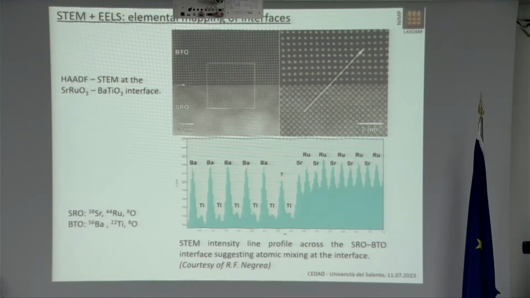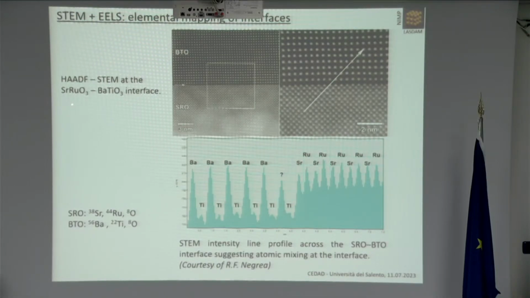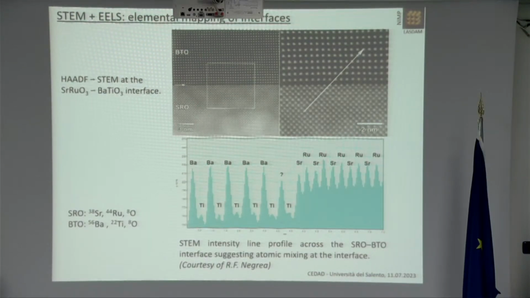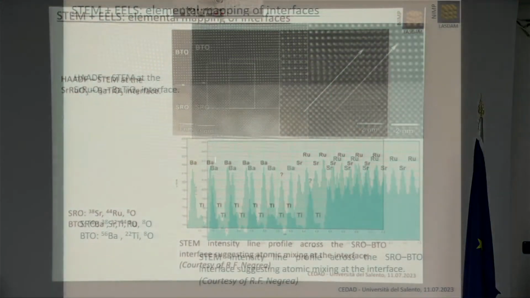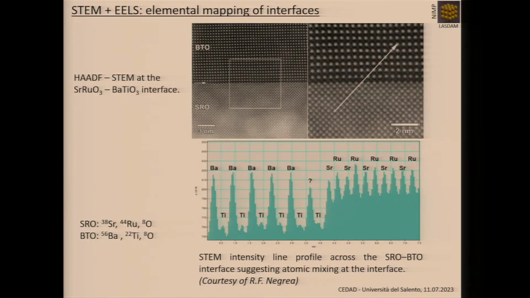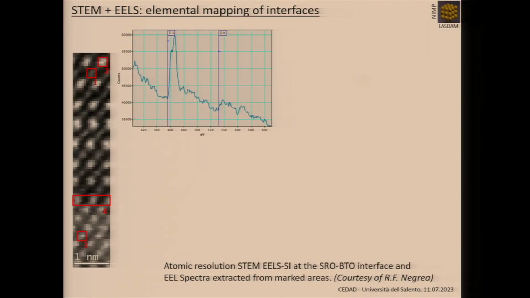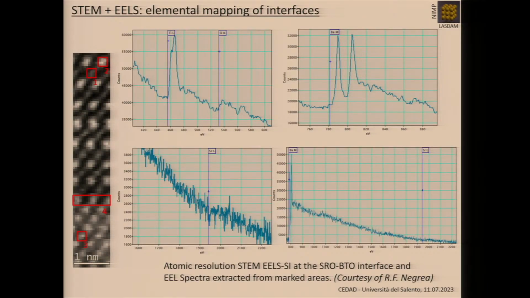Another example of an application of this spectrum imaging is across an interface, the strontium ruthenate barium titanate interface. Again, if we perform the line profile across the interface, we have this oscillation of intensity, and we can associate the maxima to the higher Z and the minima to the lower Z. Titanium in barium titanate here is very obvious, let's say, less obvious here in the strontium ruthenate, because we have a lower difference between the atomic number of the two elements. But we can perform atomic chemical mapping at the interface using this time EELS and not EDS.